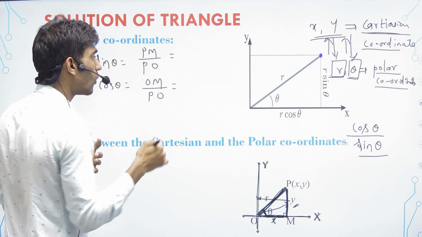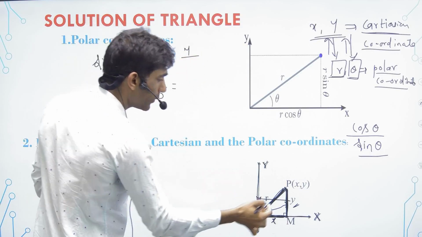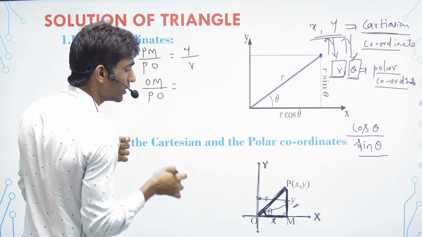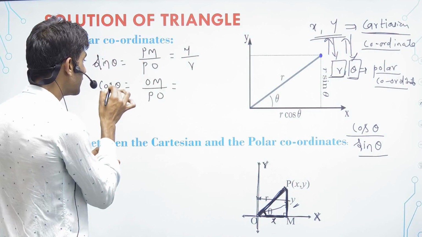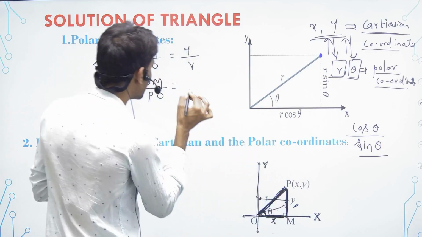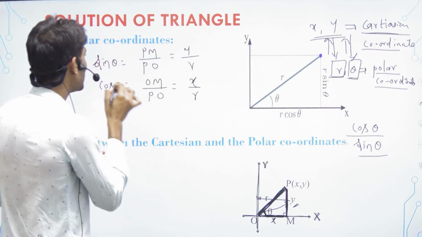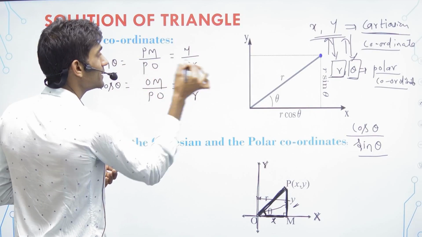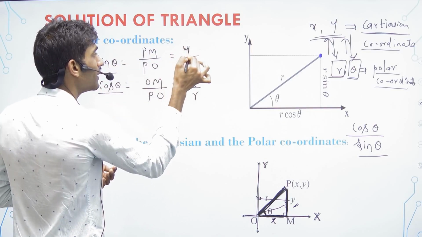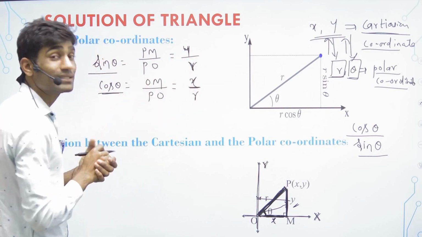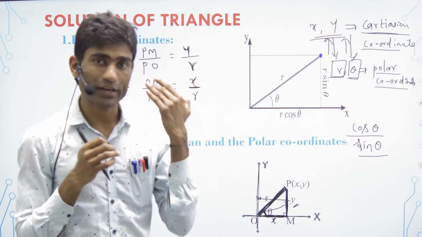Now substitute all the values. What is the value of PM? PM is Y here. Very good. Now PO we want here. PO is R here. We consider R as PO. And similarly for cos theta, do it. OM we consider as X, and PO is R. That means we got the value for sine theta, which is Y divided by R, and cos theta, which is X divided by R.